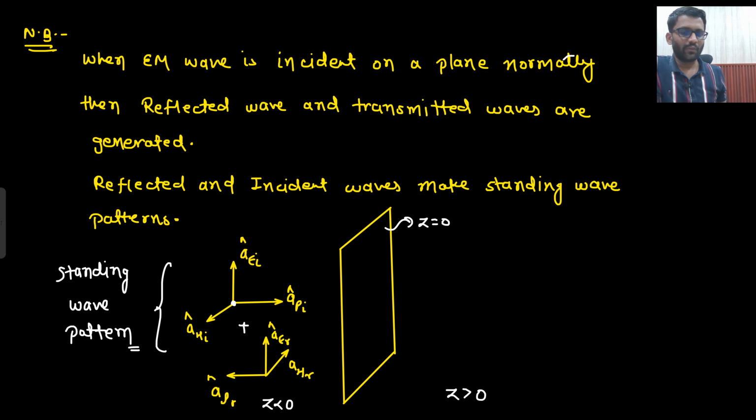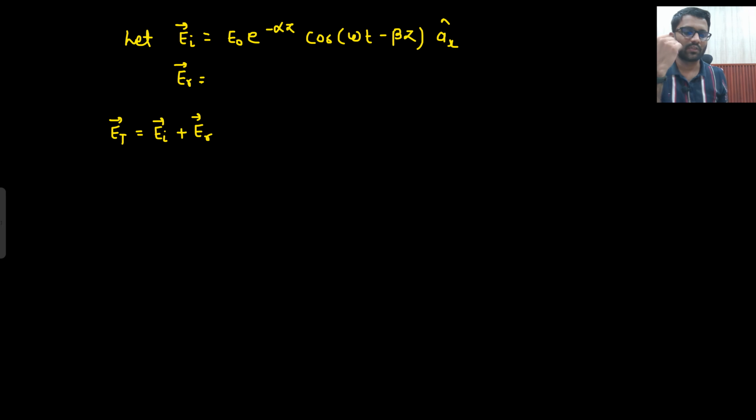Now we just need to do a simple analysis, and based on that we will solve the problem. So first let's do the analysis. What is our incident wave? E naught e to the power minus alpha z cos omega t minus beta z. I am assuming any general medium, a lossy medium, so there is loss as well. So E naught e to the power minus alpha z cos omega t minus beta z ax cap.